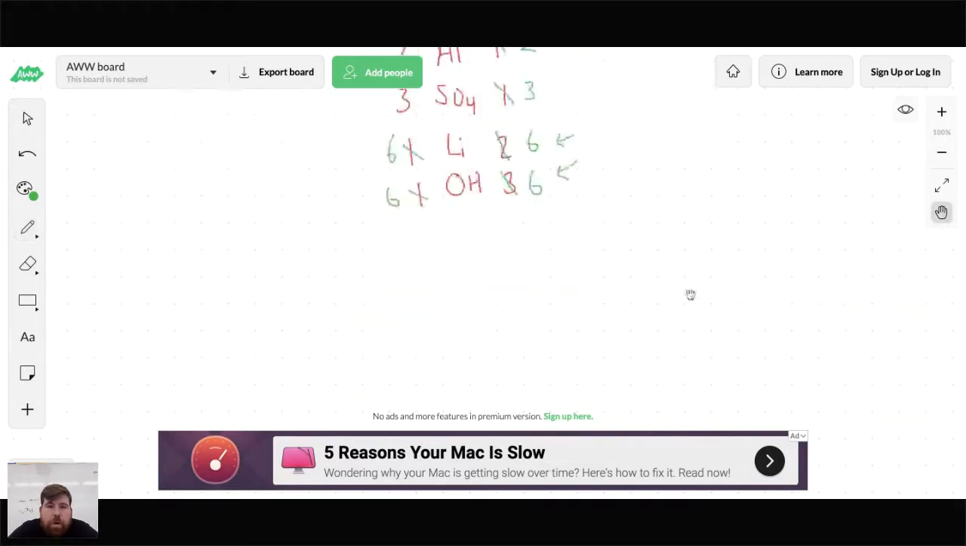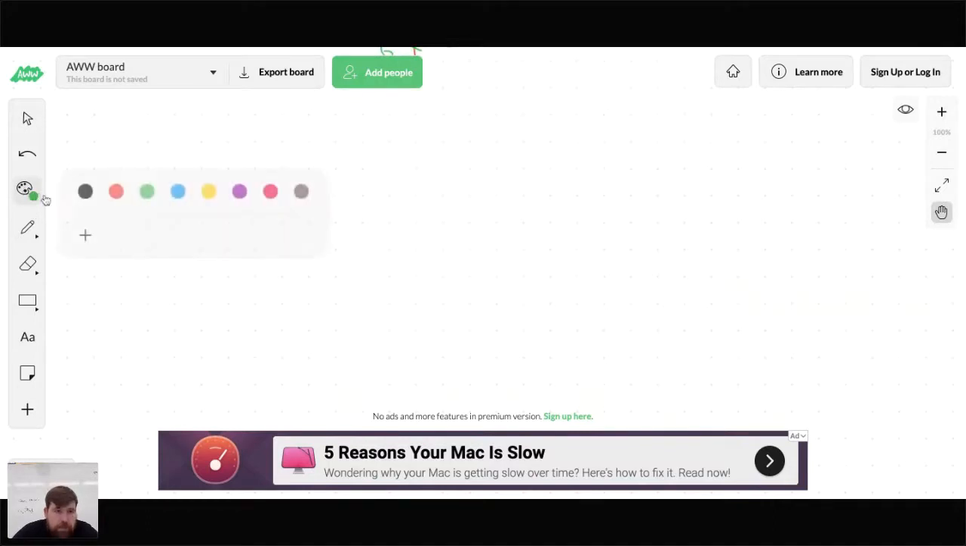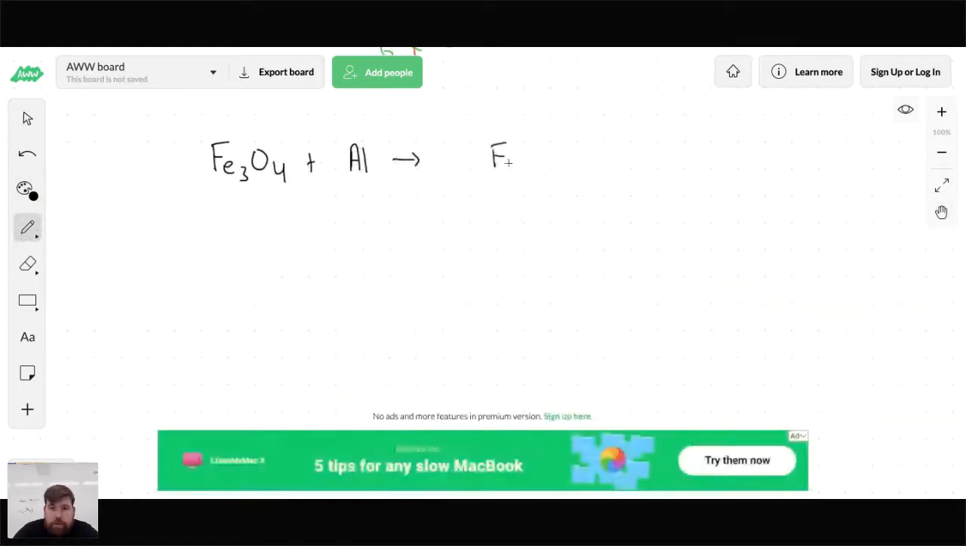We're going to go ahead and balance one last reaction, and then we're going to move on to looking at specific types of chemical reactions. The last reaction we're going to look at is going to be Fe3O4 and aluminum, making Fe and aluminum oxide, Al2O3.